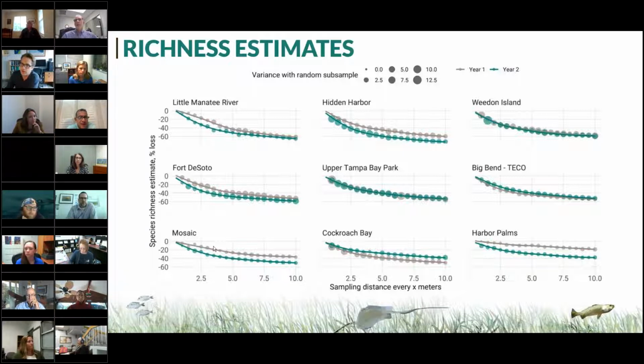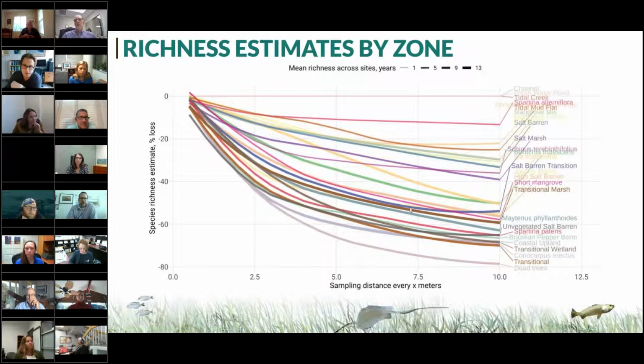So this slide is for the whole survey, or the whole transect at each site. The other question I had was, can we look at richness estimates by the vegetation zones? That's what this plot shows, again going out from the true sampling effort all the way out to 10 meters, but breaking out the estimates for species richness by the vegetation zones that we saw across all of the sites. And of course, we see the same sort of pattern.